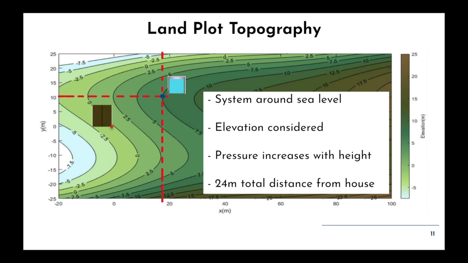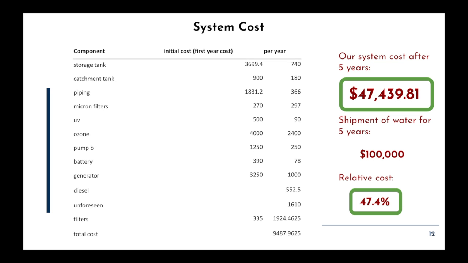The house and the collection systems are originally around sea level. The elevation of the water storage tank was considered as pressure increases with increased elevation. Accessibility for maintenance was considered in the placement of the storage tank. After 5 years, we expect the total cost to be around $47,000, while only shipping and water would be $100,000.